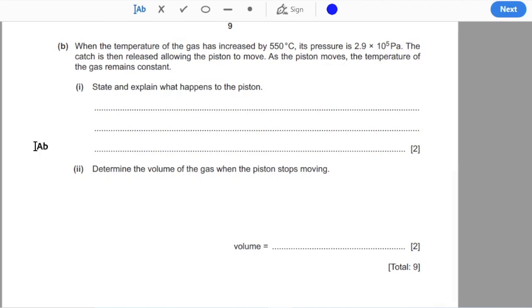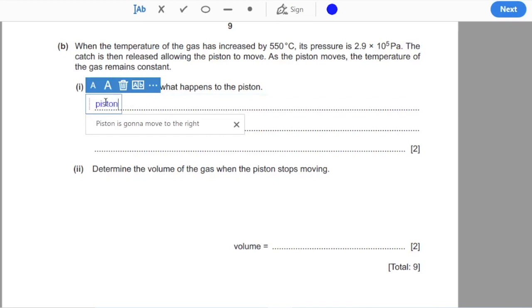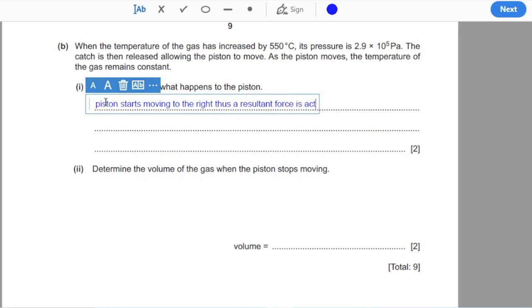So, though there is atmospheric pressure acting to the left on the piston, when the internal pressure increases and exceeds the atmospheric pressure which is acting outside on the piston, as a result the piston starts to move to the right, and this explains that a resultant force is acting to the right on the piston.